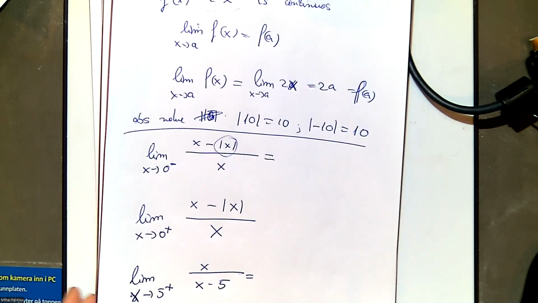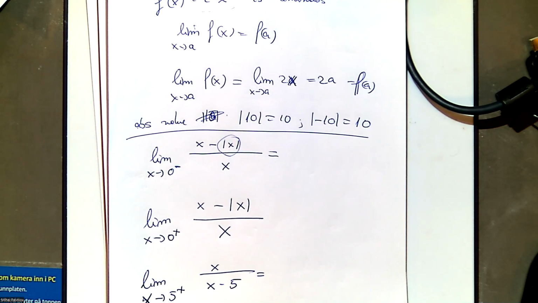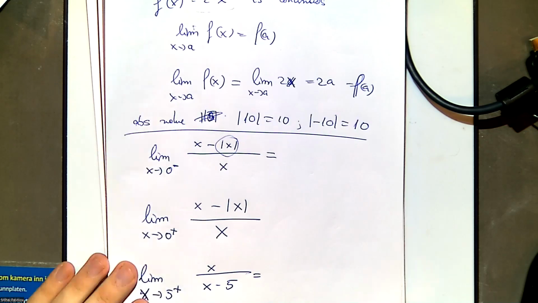So what's happening here? Who said this limit is going to be infinity? The first one. Hands up. Who said it's going to be 0? Hands up. Okay, so I see we had some little problems here. Let's see where we're at.